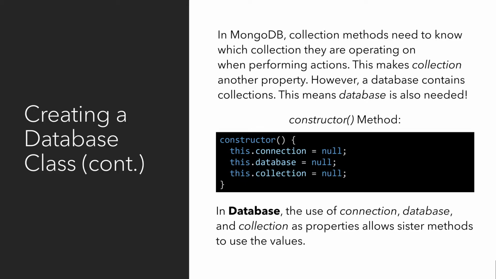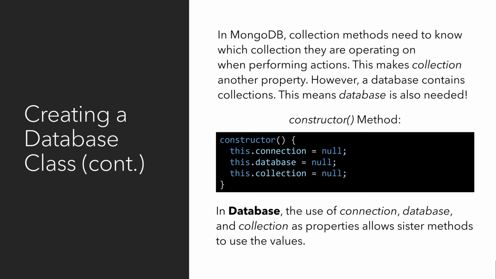However, a database contains collections. This means database is also needed. And so now we have 3 properties within the database class, connection, database, and collection, all of which are set to the initial specific value of null. This gives a very specific value to test against in other methods to see if the connect method has finished.